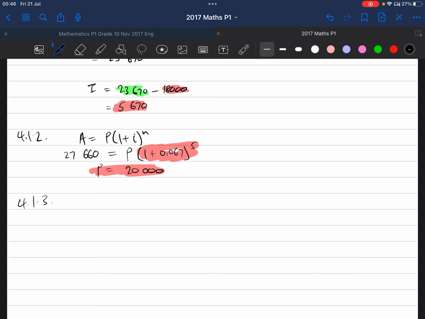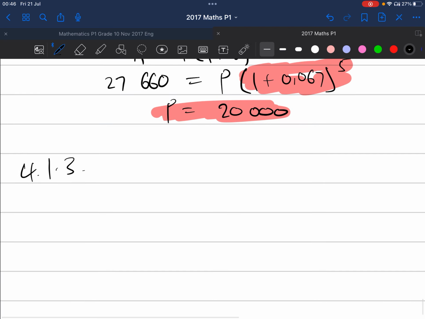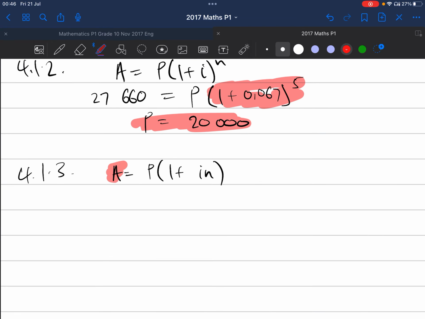Okay, 4.1.3 now. At what rate of simple interest should Mrs. Gray have invested her money 7 years ago if she intends buying the television set now using only her original investment of 18,000 and the interest earned over the last 7 years? Okay, so let's start again with our formula. Remember, this is how much money is in the bank account. This is how much you started with. That's your interest rate, and that's how much time.